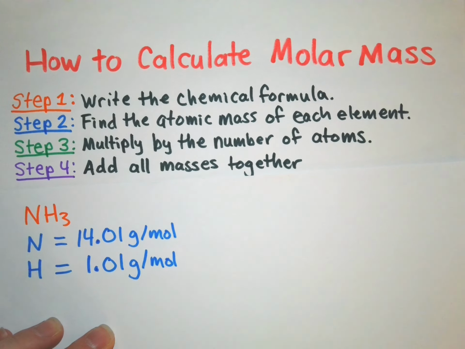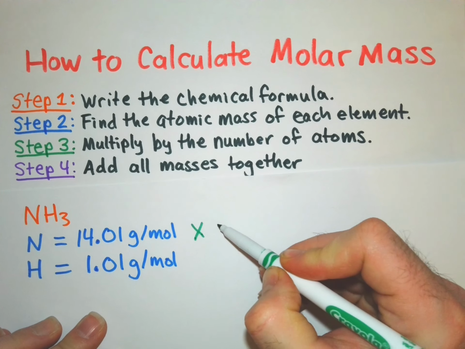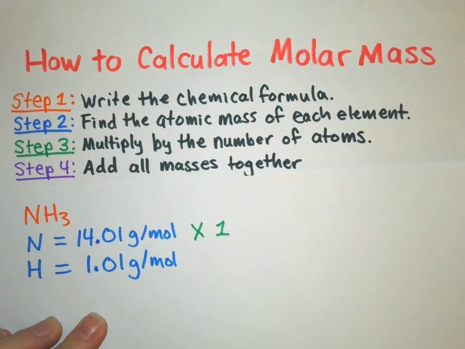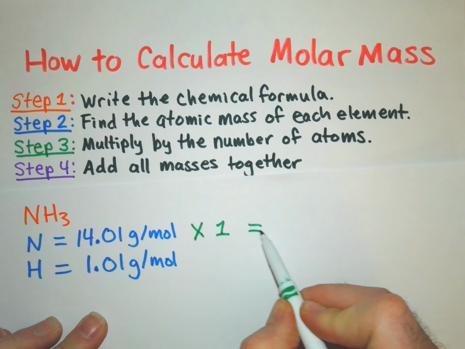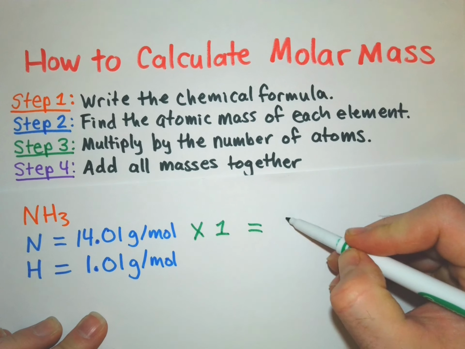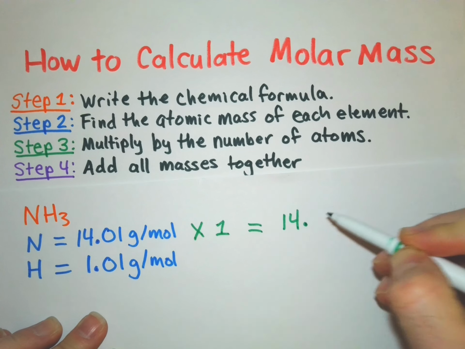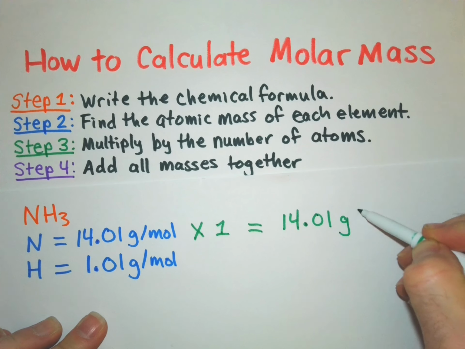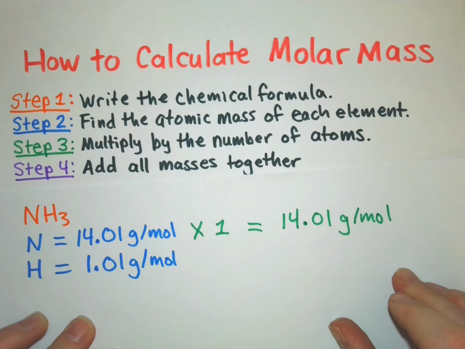All right. Next, we're going to multiply by the number of atoms in that chemical formula. And so for nitrogen, we only have one nitrogen in the molecule of NH₃. So I'm going to multiply by 1. And 14.01 times 1 is going to give us the same 14.01 grams per mole.